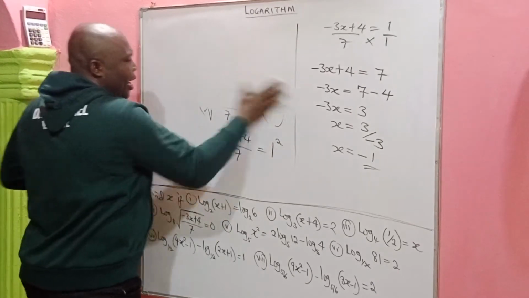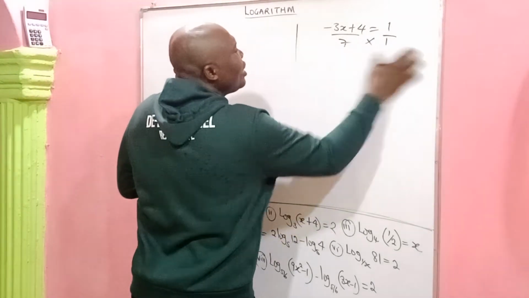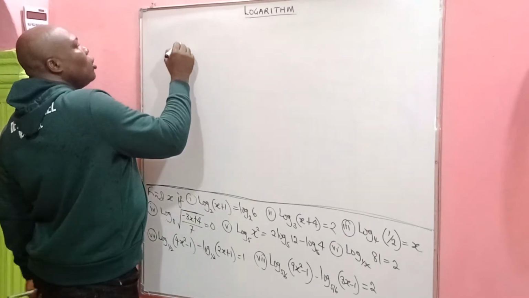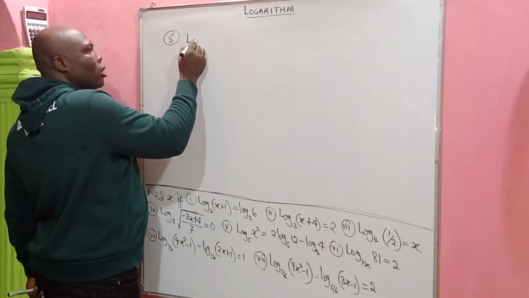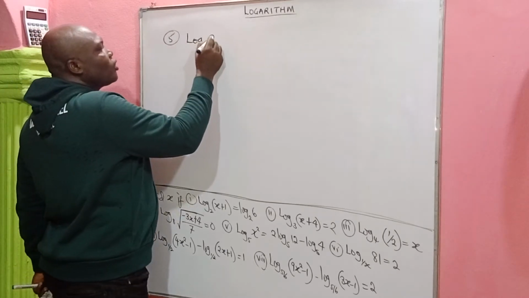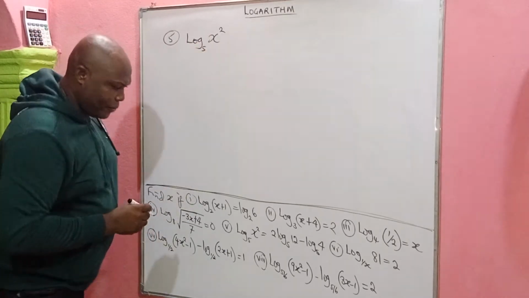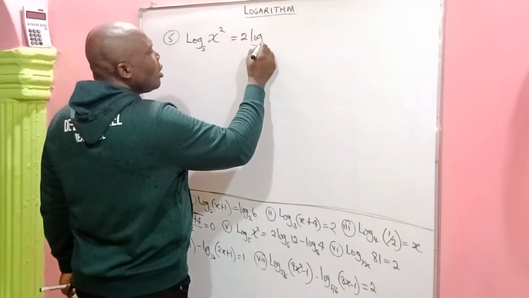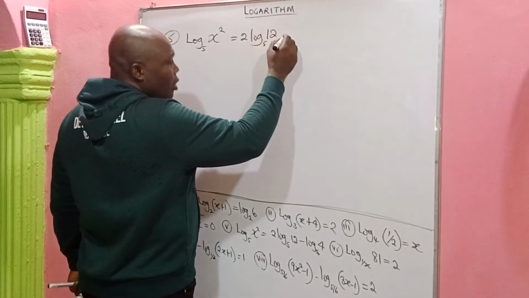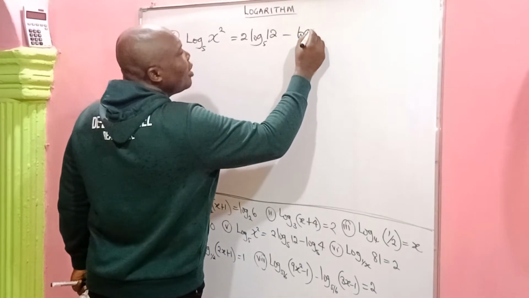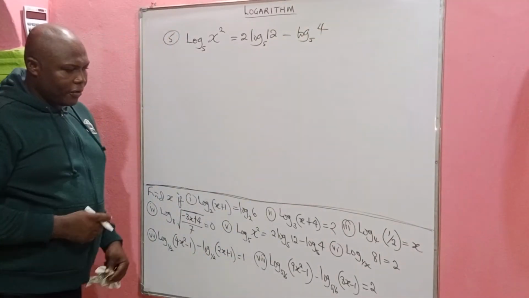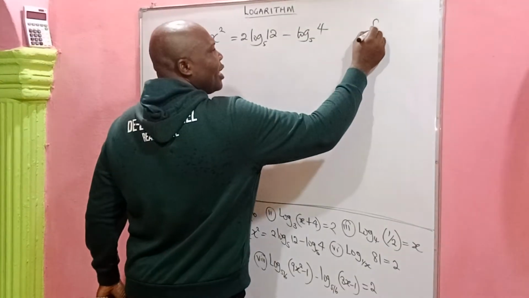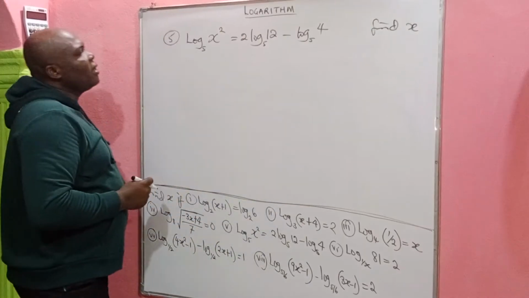Now, in number 5, we've also been given another log and we are asked to find the value of x. So we have log of x squared to the base of 5 is equal to 2 log to the base of 5 of 12, minus log of 4 to the base of 5. Here we want to find the value of x again. Let's look for the value of x.